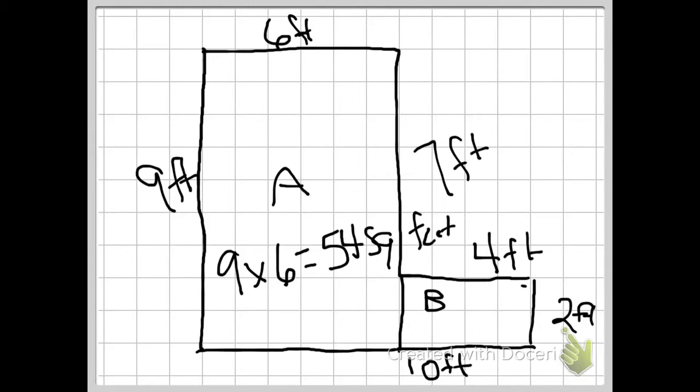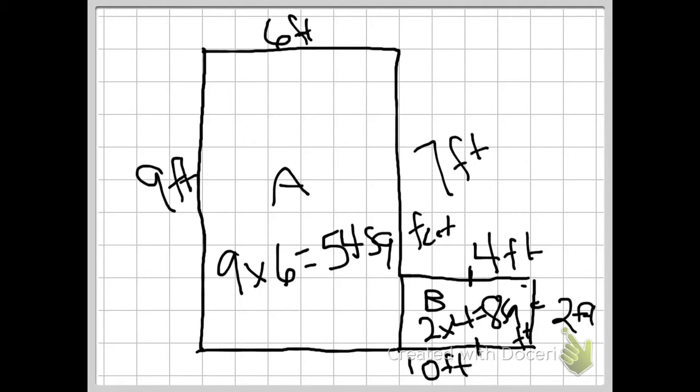Rectangle B. The bottom says 10, but I know that it's been cut off. Up here it says 4 feet, which means the bottom is going to equal 4 feet too. So the width is 4 feet, and the length is 2 feet. So it would be 2 times 4 equals 8 square feet.